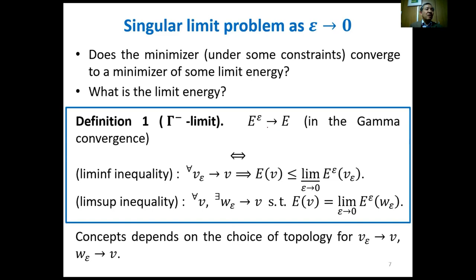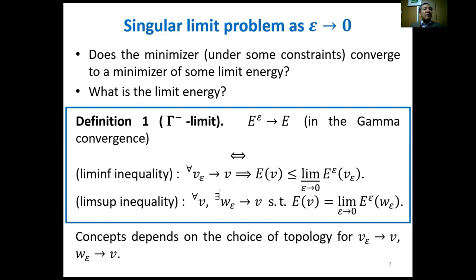Gamma convergence, originally due to De Giorgi, is very convenient to discuss the convergence of energy. It consists of two inequalities. One is the liminf inequality. That means if V epsilon converges to V, then always E(V) is less than the liminf of E epsilon of V epsilon. This is the liminf inequality. The limsup inequality is not just replacing liminf with limsup. This says for any V, there is a sequence W epsilon converging to V such that E(V) is attained as a limit. W epsilon is often called a recovery sequence.